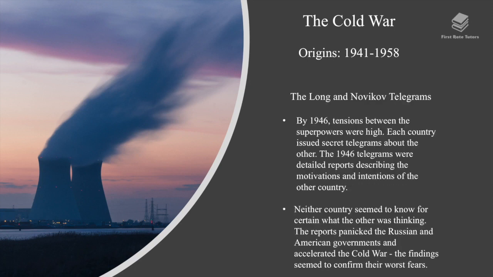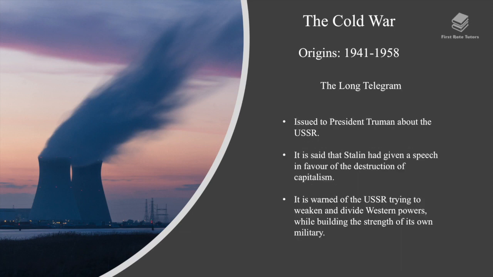The Long and Novikov telegrams. By 1946, tensions between the superpowers were high. Each country issued secret telegrams about the other. The 1946 telegrams were detailed reports describing the motivations and intentions of the other country. Neither country seemed to know for certain what the other was thinking. The reports panicked the Russian and American governments and accelerated the Cold War. The findings seemed to confirm their worst fears.